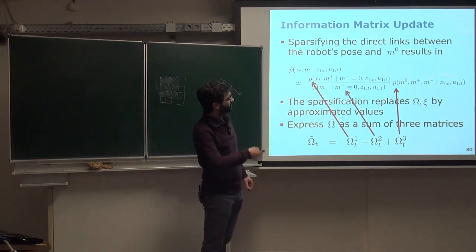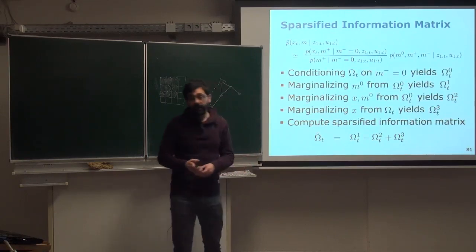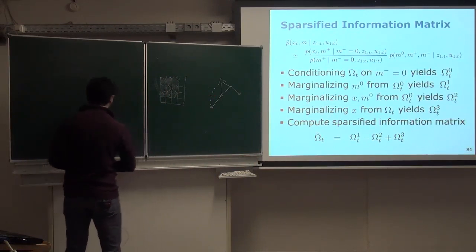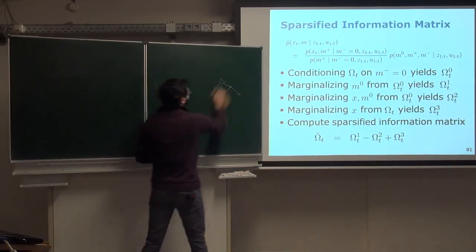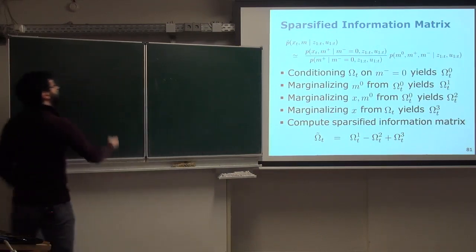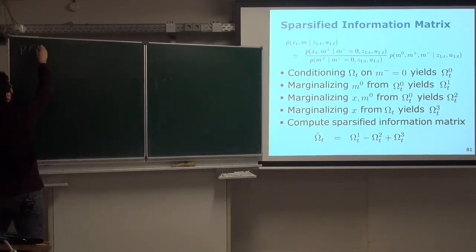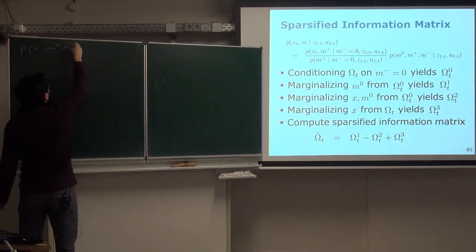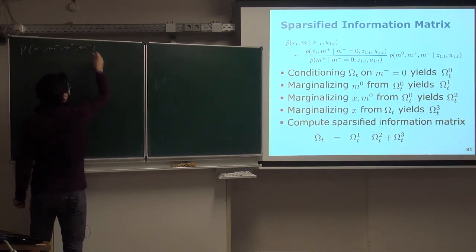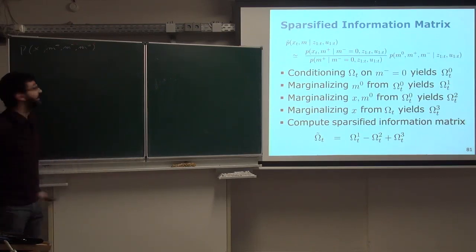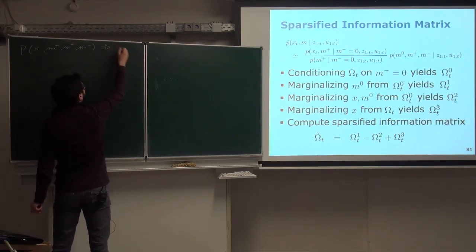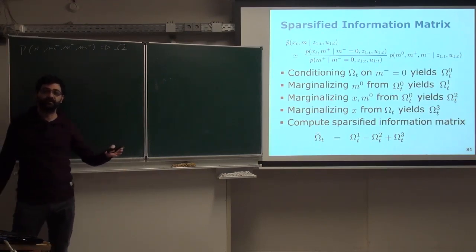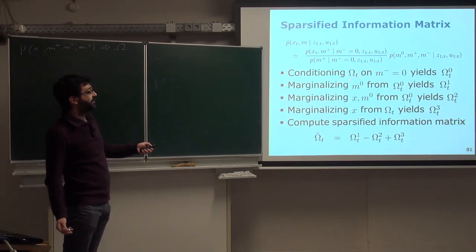Yeah, so this is the connection between the three. Now, how do we get there? So what we have, it's probably good to do it on the whiteboard in this case. So what we have is this distribution. We have P of x, m plus, m minus, m0. So that's our original distribution. And we can say this one gets associated with omega, which is our original information matrix that we have before the sparsification step, which will be this one on top here.